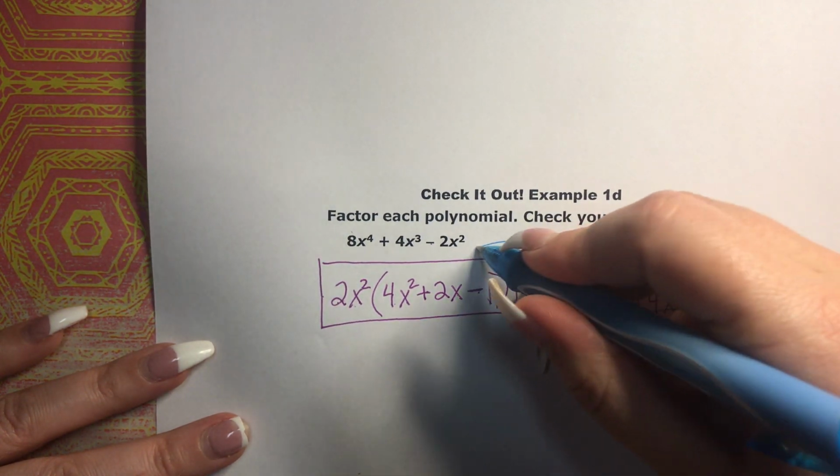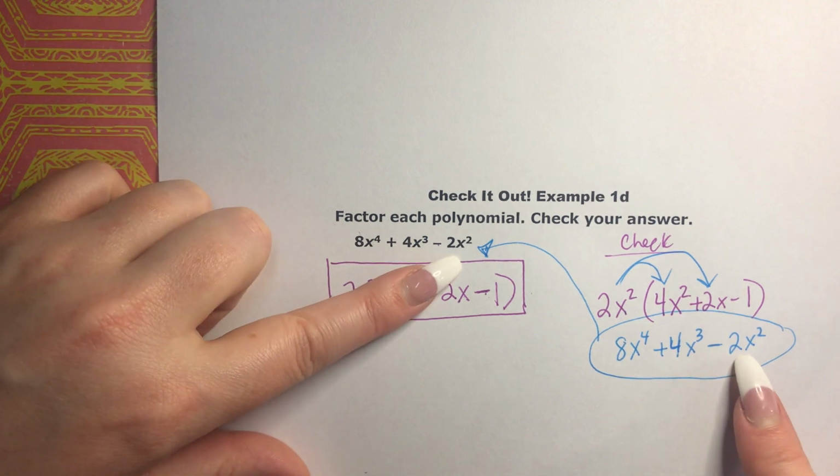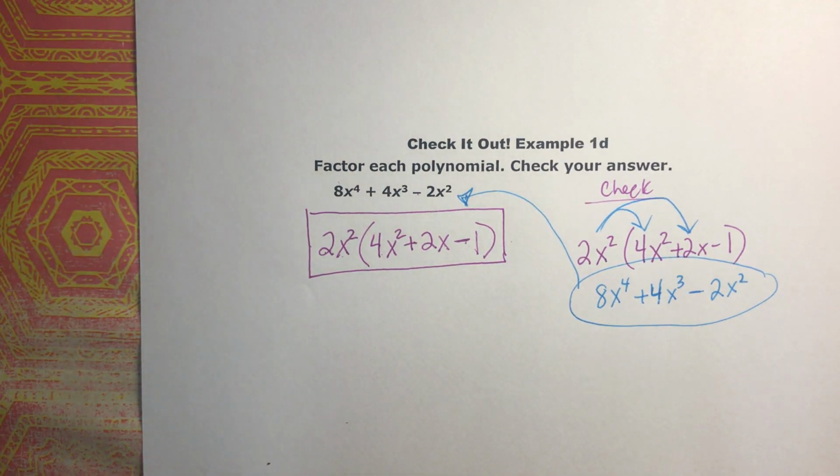So is this the same? We got 8x to the 4th plus 4x cubed minus 2x squared. It is. So if you got all those right, you did a wonderful job, and I'll see you in a little bit for example 2.